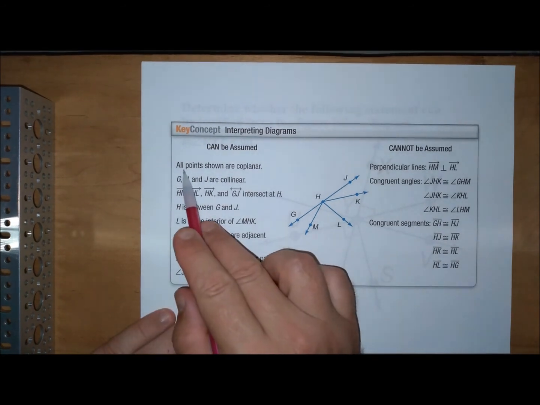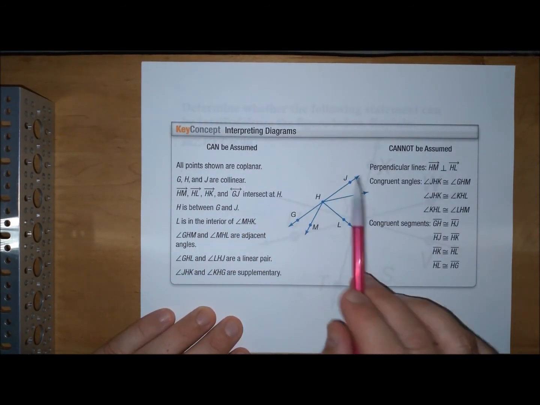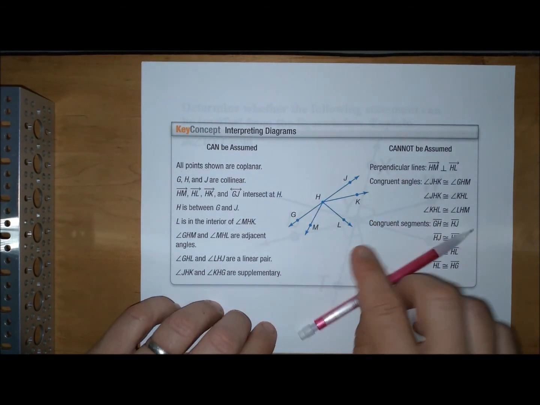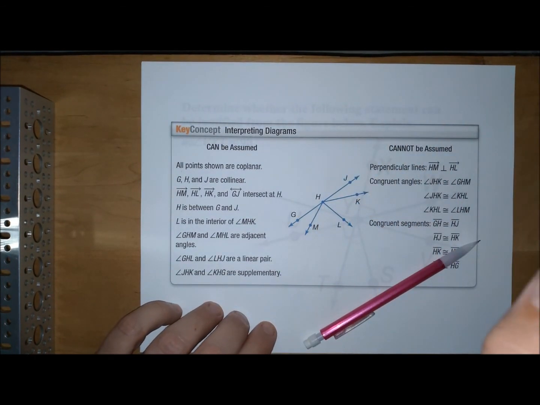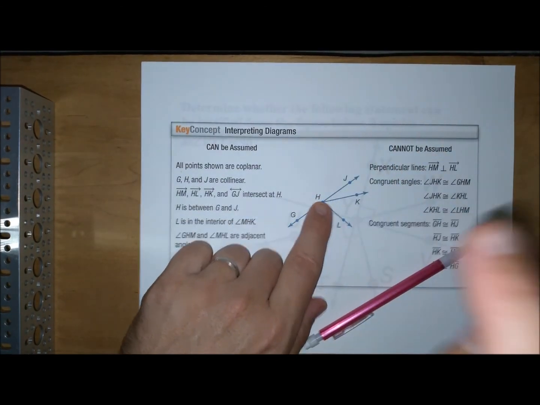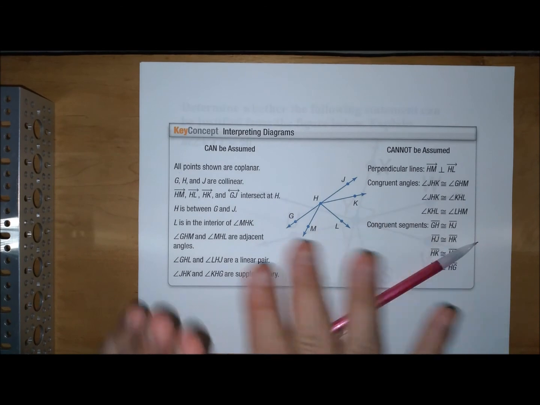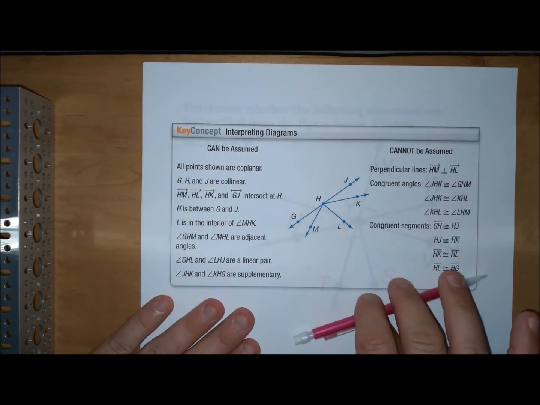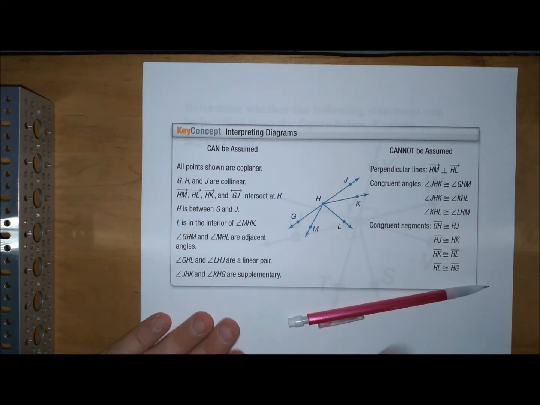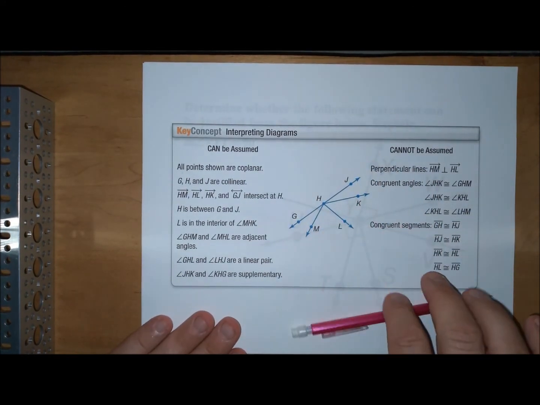We can assume that all points shown are coplanar. They all lie in the same plane, so we're not going to be messing around with any. If point J was way up here, we might say that therefore HJ is much longer than GH or something like that. We're not going to mess around with that stuff. We're dealing with two-dimensional geometry here. So we can assume our diagrams all lie in the same plane, the plane of the paper.